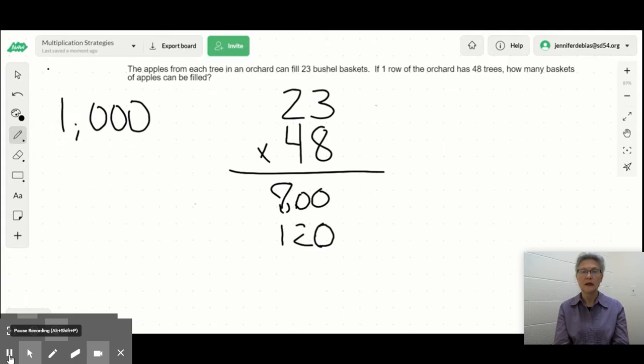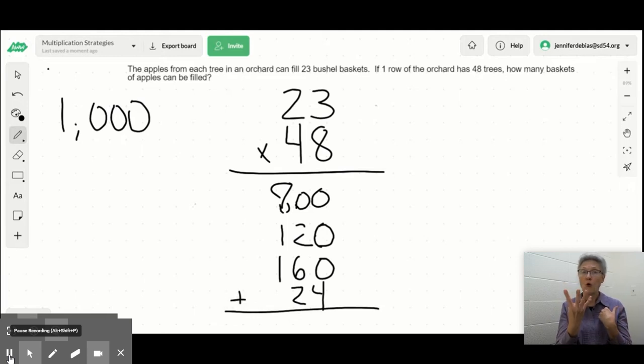Next, I'm going to multiply 8 times 2 tens, which is 160. And then I'm going to multiply 8 ones times 3 ones, which is 24. So now I have my 4 partial products. I'm going to add all of these partial products to get my final product.